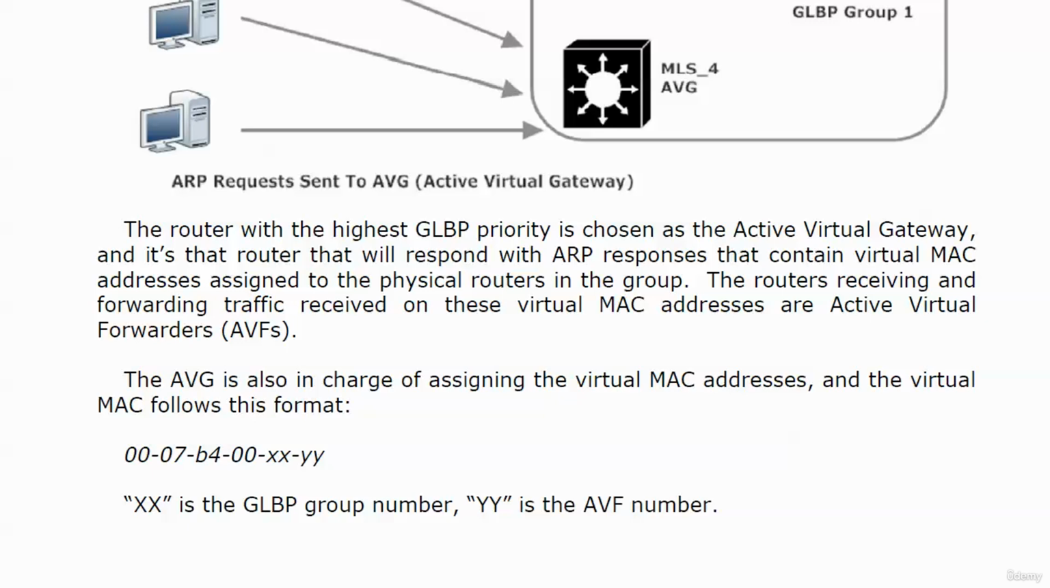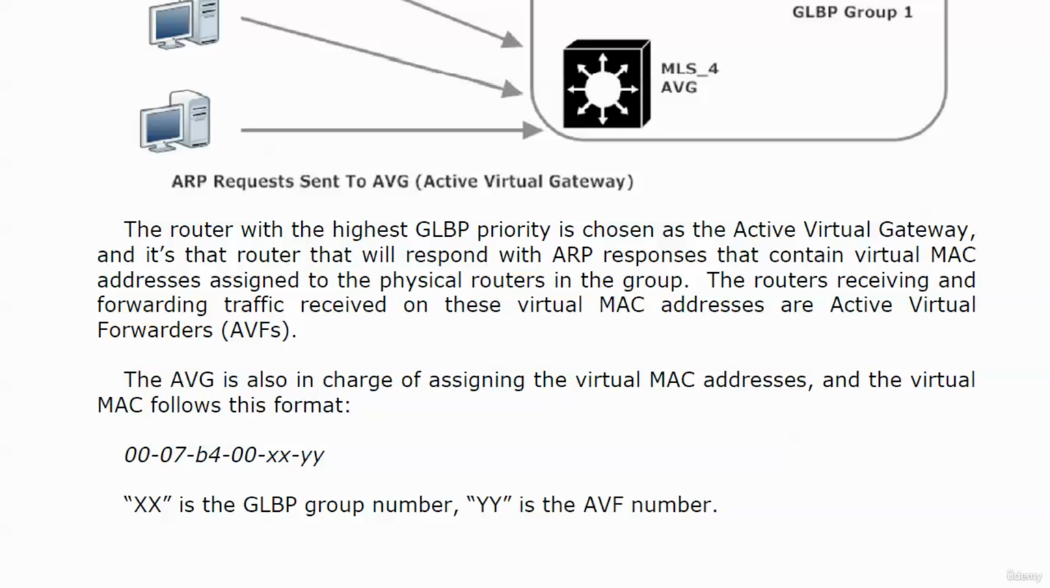Here is the format for the virtual MAC address. It's always going to begin the same, 0007B400. Following that, you have an XX and a YY. XX is the GLBP group number, and YY is the AVF number. And the AVF number is assigned by the AVG. You know, the first one it gives out, of course, is going to be 1. Second one it gives out is going to be 2, etc. And I'll show you in a few minutes, once we get a lab started, how to view those numbers.